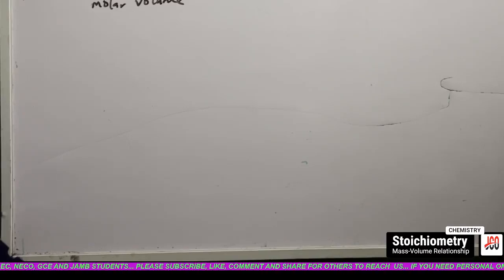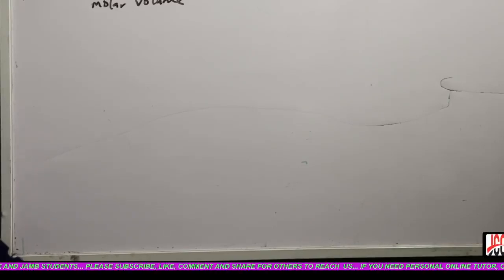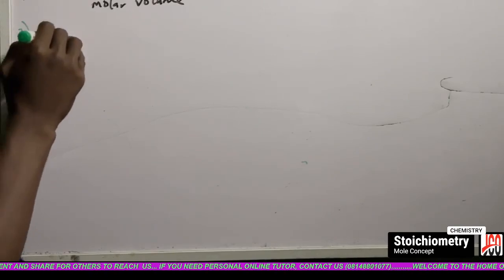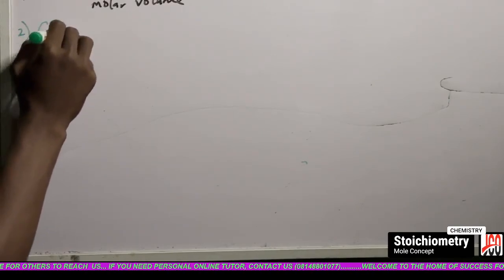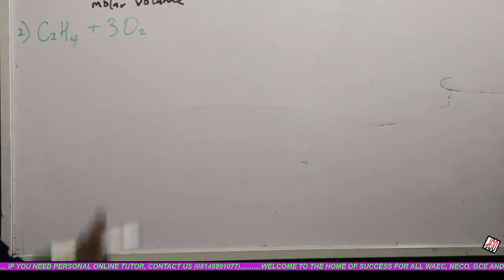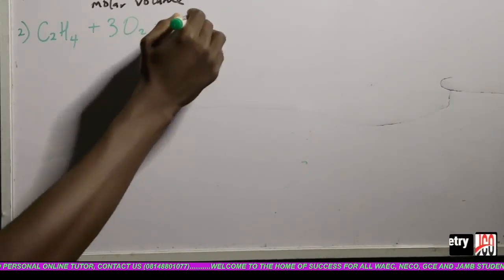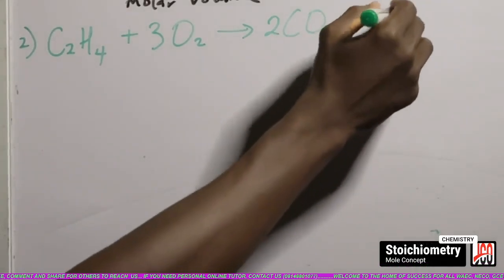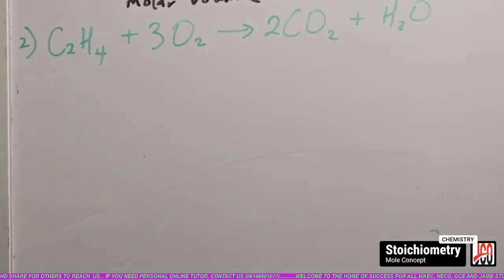Question number 2 here says, consider the following equation. What's the equation? C2H4 plus 3 of oxygen giving you 2 of CO2 plus 2 of H2O. So let's check first of all if the equation is balanced.